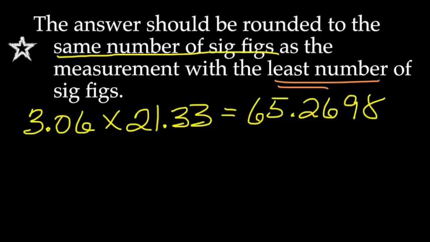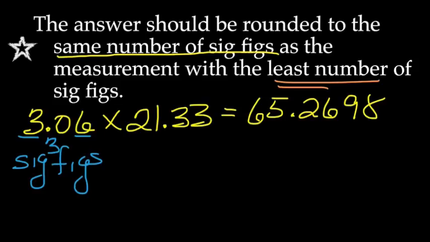The first thing we want to do is figure out how many sig figs, or how many significant digits, each of the numbers in the original problem have. So we'll start with 3.06. How many significant digits does 3.06 have? I say 3 sig figs, because the 3 and the 6 are significant because they are non-zero digits. And non-zero digits are always significant. The 0 is significant because it's between non-zero digits. All right, how about 21.33? How many sig figs does that number have?